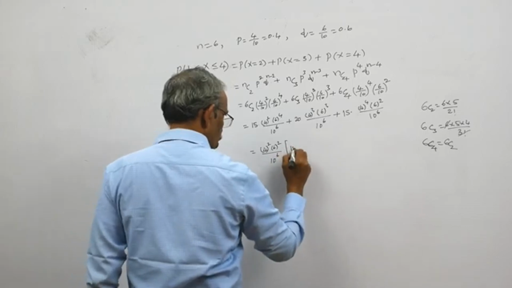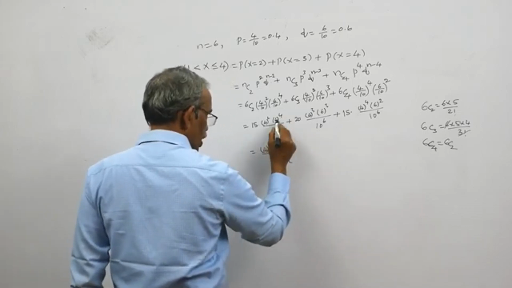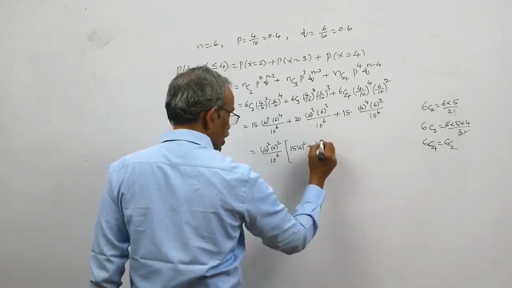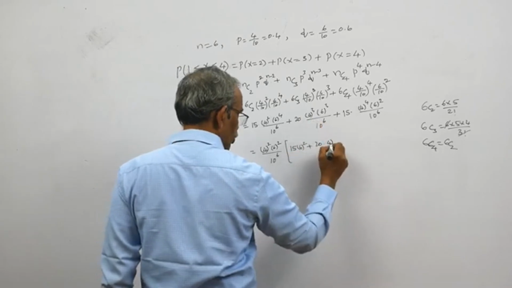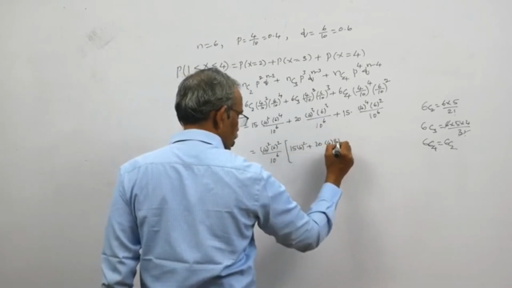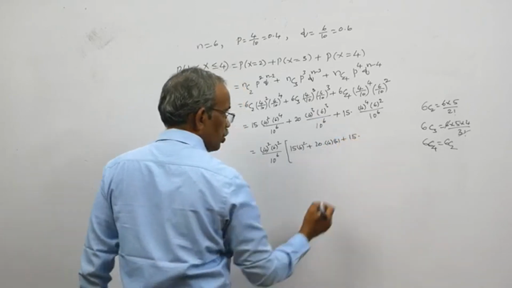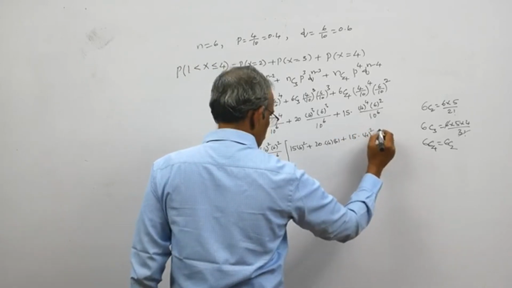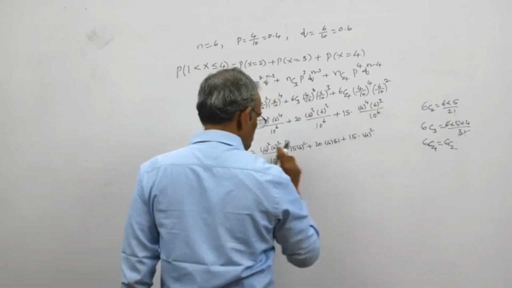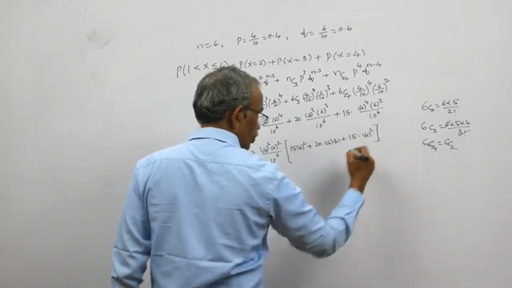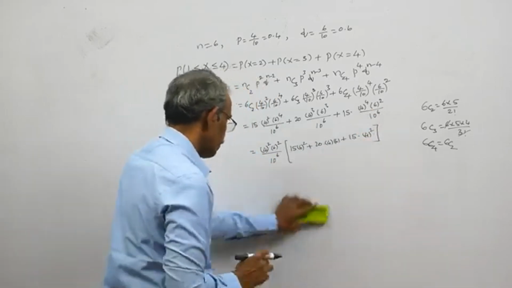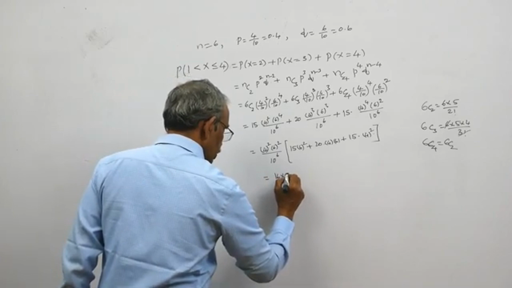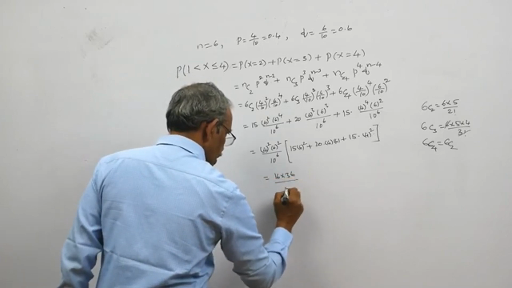Then we get 15 into 4 square into 6 power 4, that means 6 square remains. The other is 6 square. 20 into 4 cube, that means 4 remains, into 6 cube, that means another 6 remains. 15 into 4 to the power of 4, taking 4 square out, leaves 4 square. We took 6 square, so here 6 square is common. Also 10 to the power of 6 is common. 4 square is 16 into 36 by 10 to the power of 6.